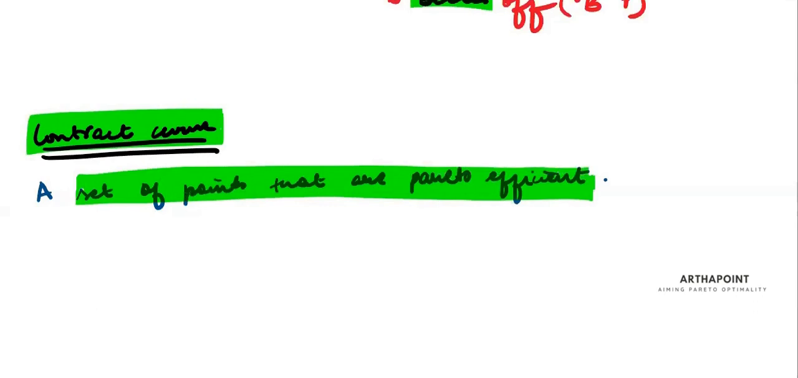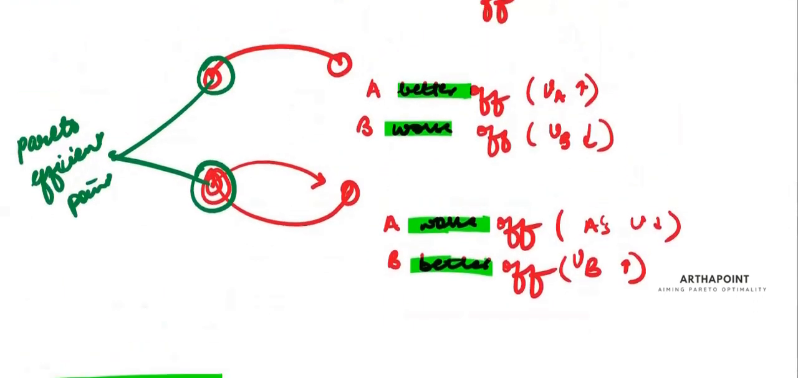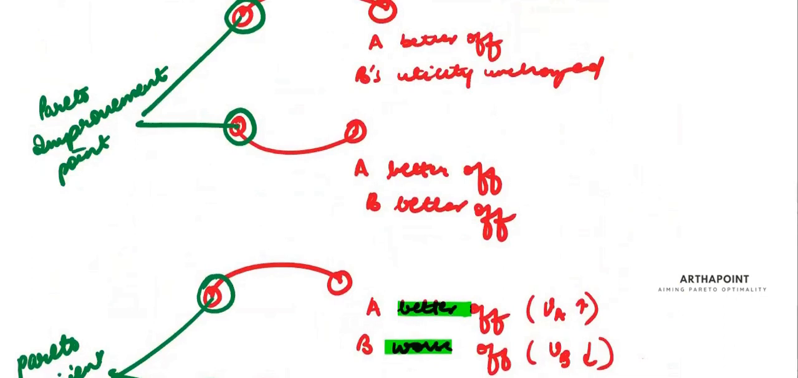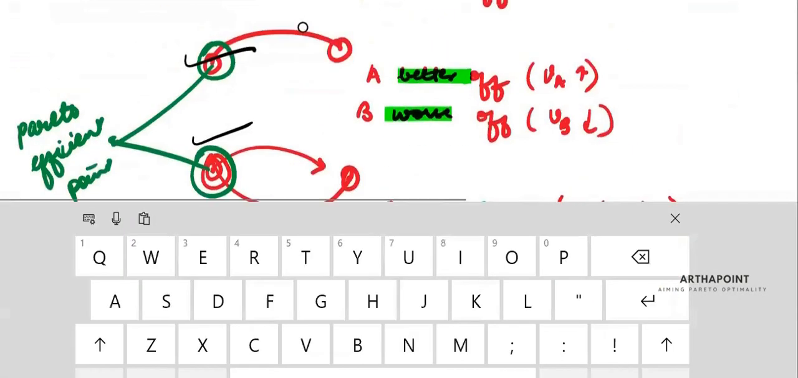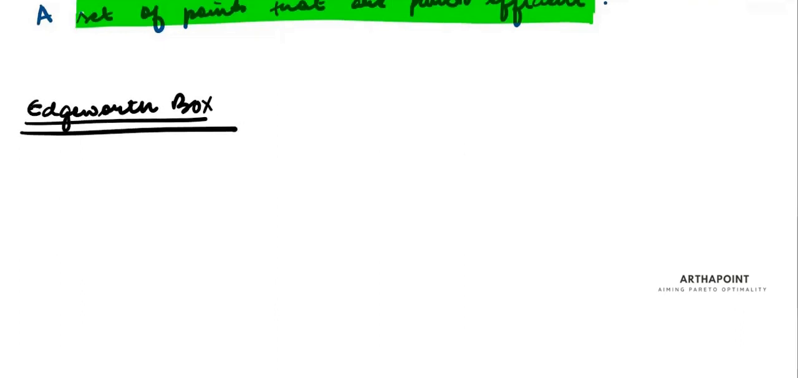Now, the point here is that where are these points really allocated? Where is this point, this point, this point, this point? Where are these points? So to understand that, we need to understand the concept of an Edgeworth box. It may not be a box. Box means it can be a rectangle, can be a square. So in that sense, it can have any dimensions.